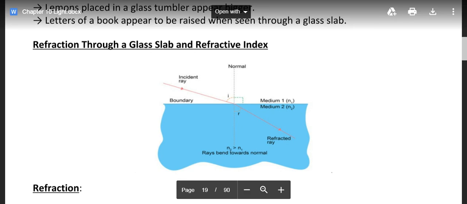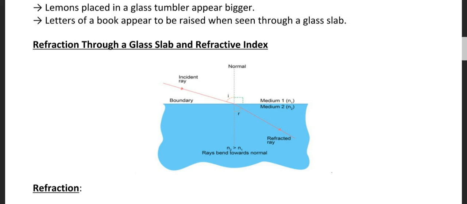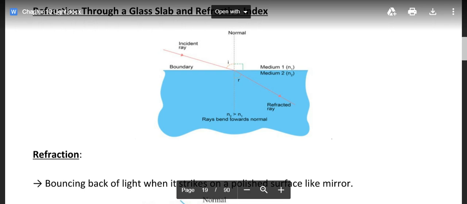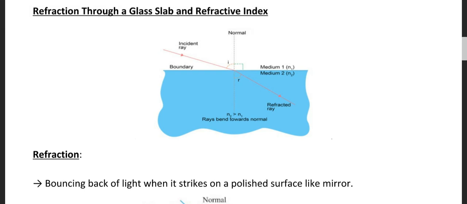So when the incident ray strikes a surface and tries to enter the denser medium, where does it bend? Towards the normal or away from the normal? You can see over here I have written something. The ray bends towards the normal if this is denser, right? So it bends towards the normal or away from the normal. If n2 is greater than n1, then it bends towards the normal. If n2 is less than n1, then it bends away from the normal. Right? So this is basically a diagram that shows you the principle of refraction.